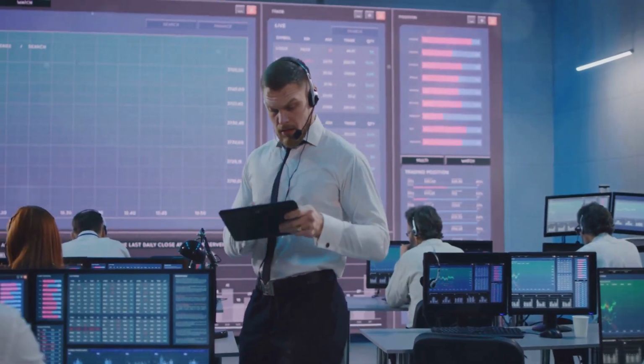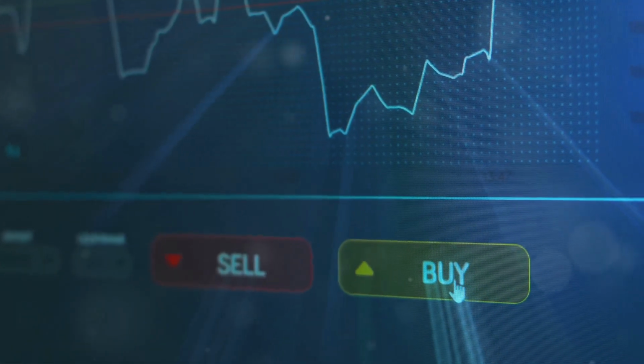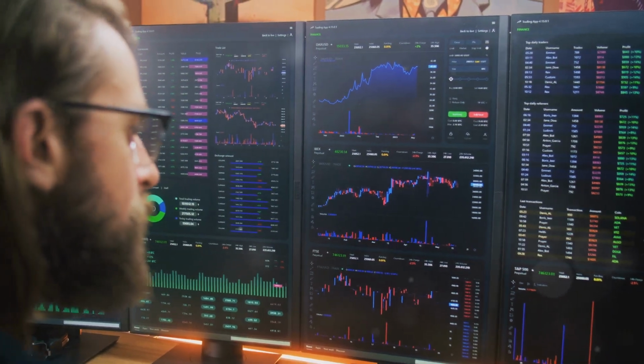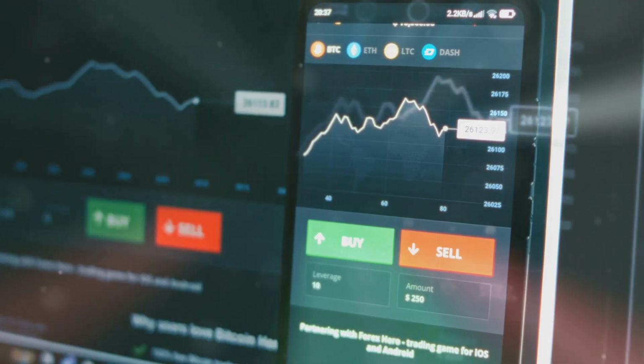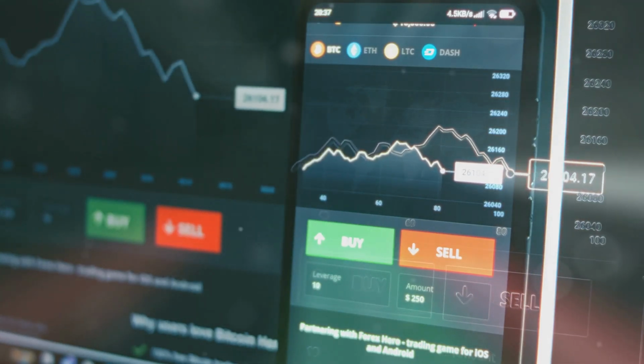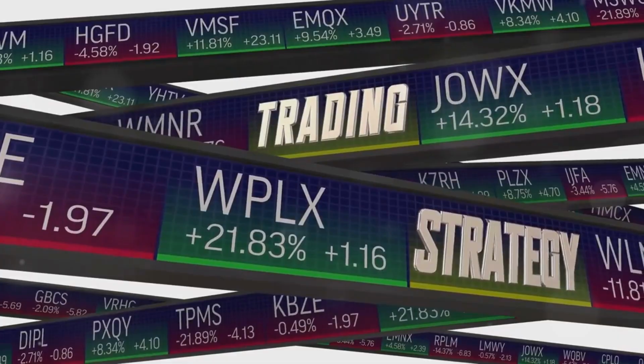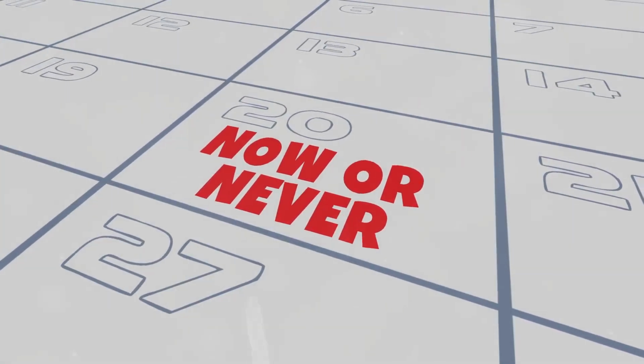There are 4 types of option orders. 1. Buy to open, buying a call or put option. 2. Sell to open, selling a call or put option. 3. Buy to close, closing a previously opened short position. 4. Sell to close, closing a previously opened long position.